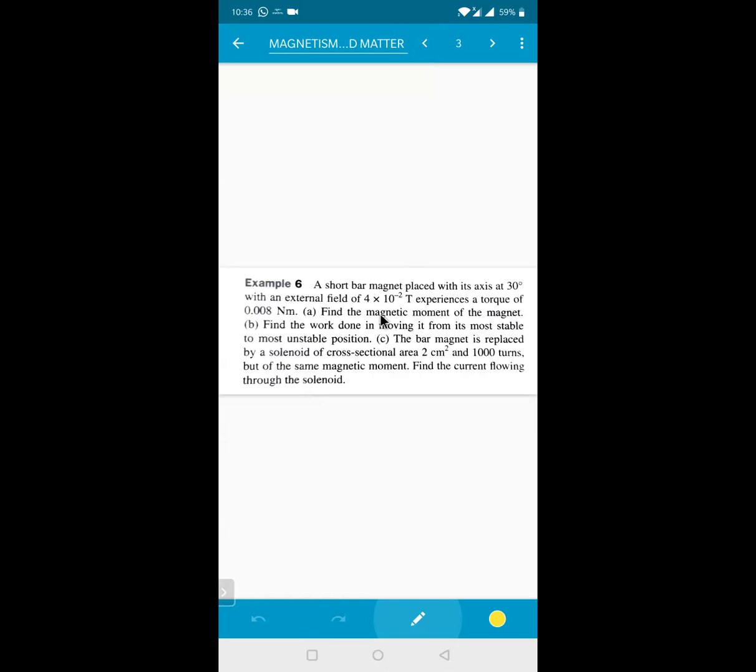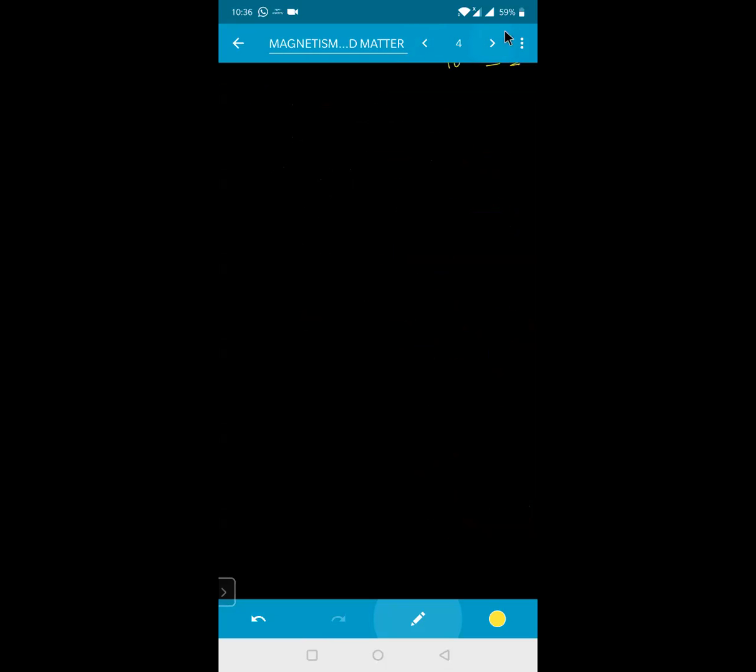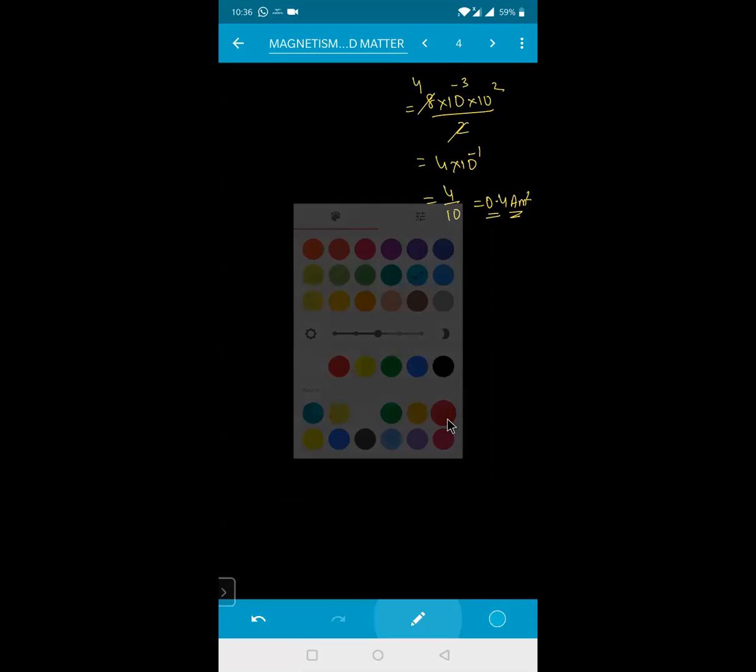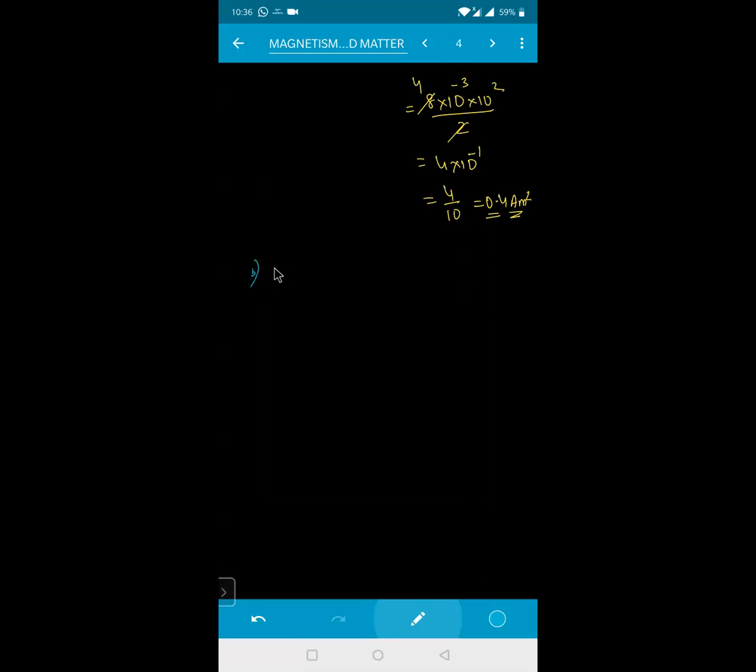Stable position means what, beta? Most stable position is when potential energy is minimum. That thing you should always remember, beta. It's very, very important. Generally, students overlook such type of conditions. Whenever I am using the word most stable position, it means U is minima. U is minima means that theta value should be equal to 0 degrees.